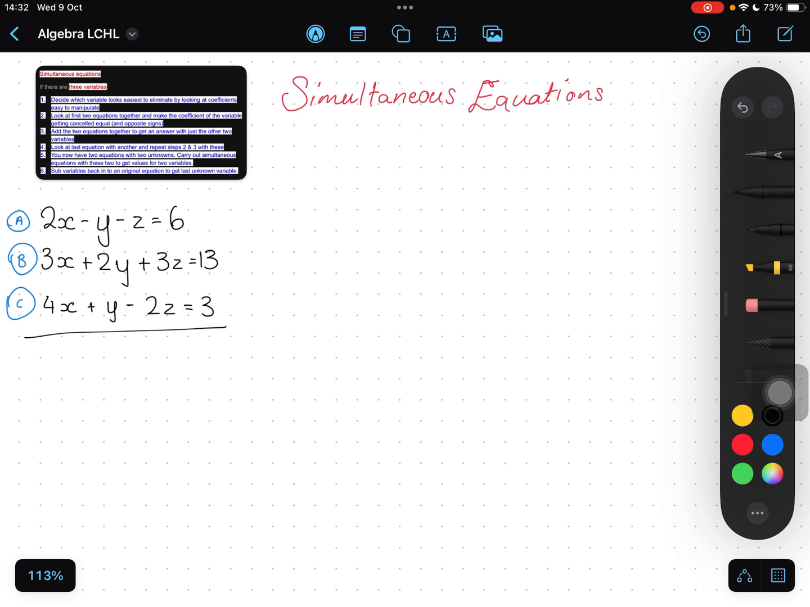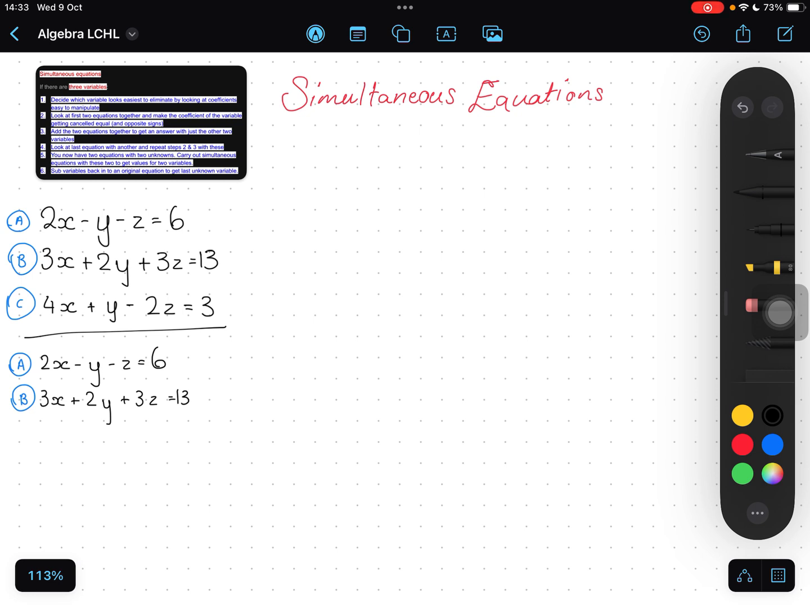So we've decided here we're going to get rid of the y's. So let's look at two equations together. I'm going to show which two equations I am using by writing in their letters beside them. So you should be doing the same thing. Make it really clear which two equations you're looking at all times. So I'm just going to look at 2x minus y minus z is equal to 6, and I'm going to look at 3x plus 2y plus 3z is equal to 13.